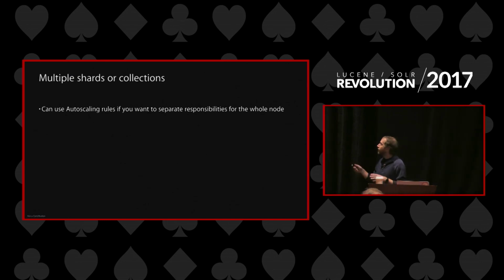And this will still work for multiple collections or multiple shards. The one thing is that if you want a JVM to only have masters, like leaders or indexers, then you will need to use AutoScaling policies so that replicas of a certain type go to certain nodes, and replicas of a certain other type go to other nodes. And that's something that's supported too.